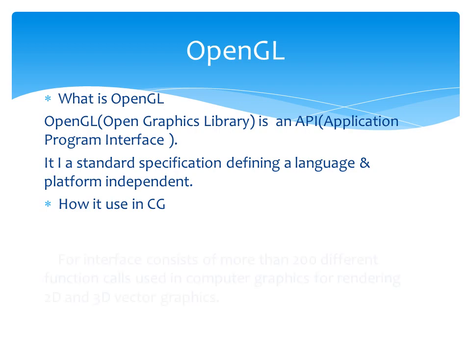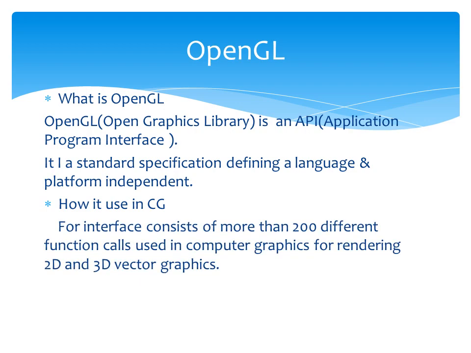So how is it used? It is an interface consisting of more than 200 different function calls used in computer graphics for rendering 2D and 3D vector graphics. So how does it interface, how do the primitives work, and what are the graphical libraries that help the user to implement images on a screen?